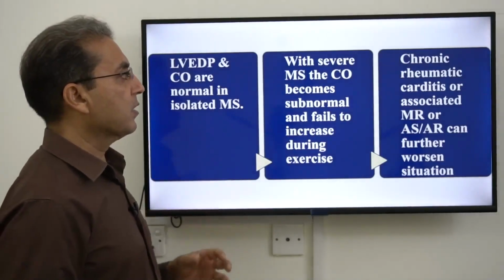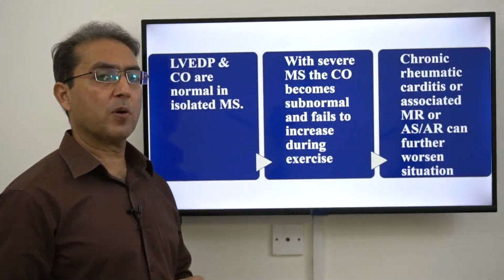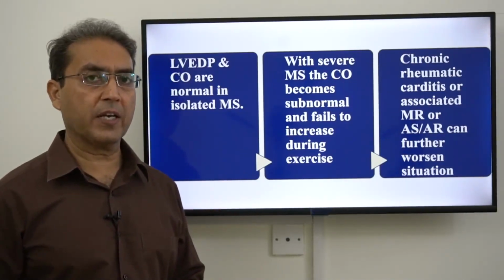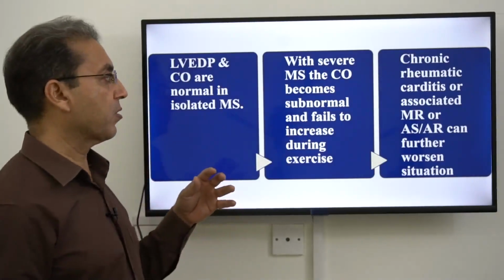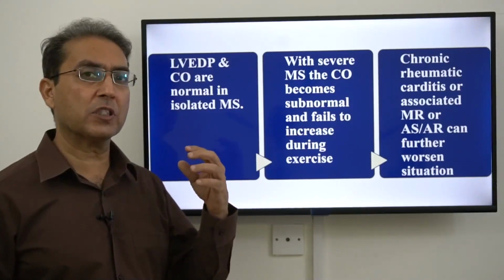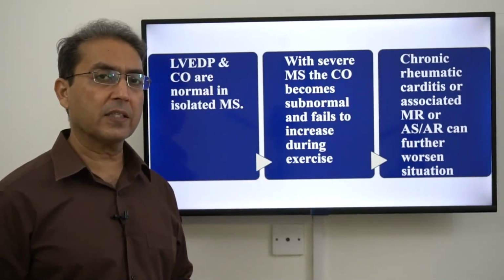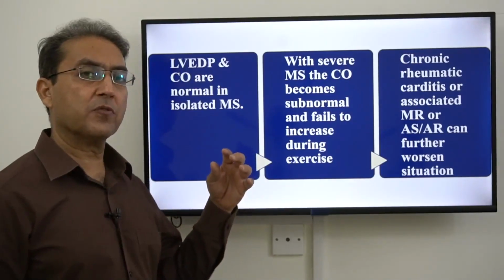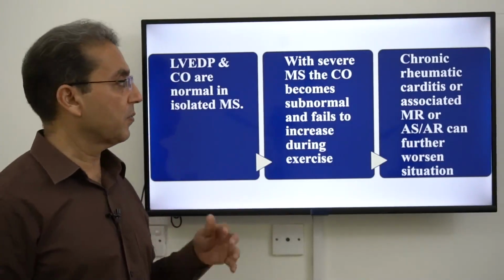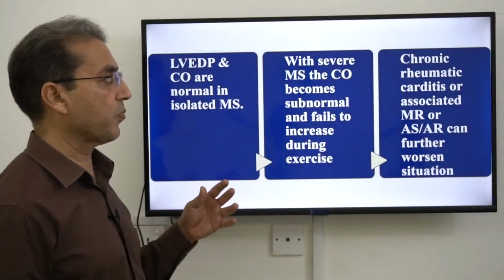With severe mitral stenosis, the cardiac output becomes subnormal because the filling of the left ventricle is not adequate, and the cardiac output may drop. Particularly whenever there is anything which causes tachycardia, for example exercise, this cardiac output, which is fixed now, cannot compensate for the increasing demands. So the patient starts experiencing shortness of breath.